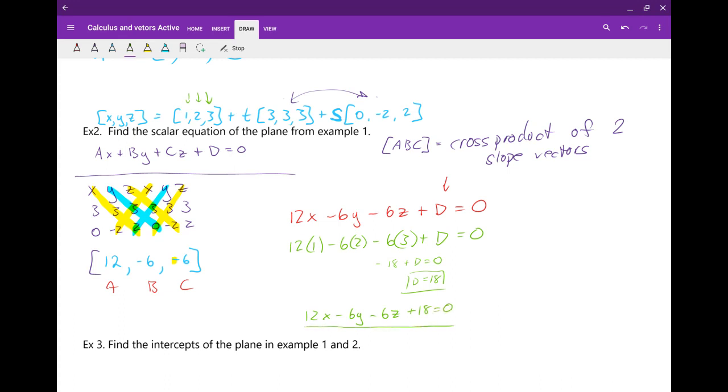Hopefully I didn't make any errors in all of that algebra there. If I did, let me know in a comment or something. But I think it looks okay. I'm just flying through this.